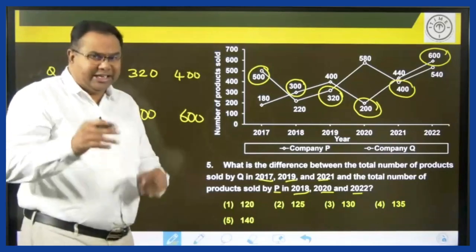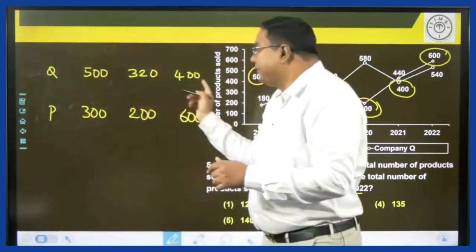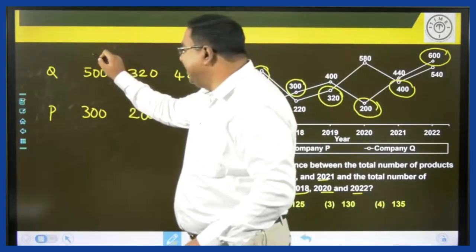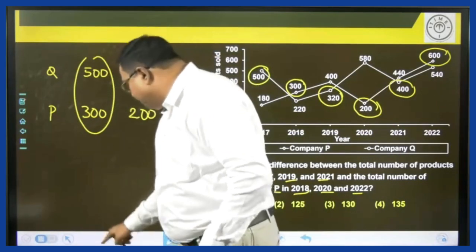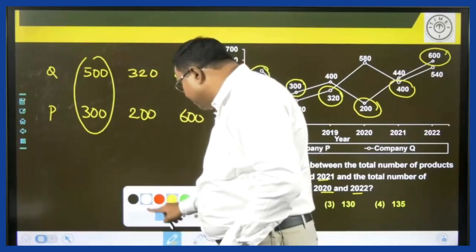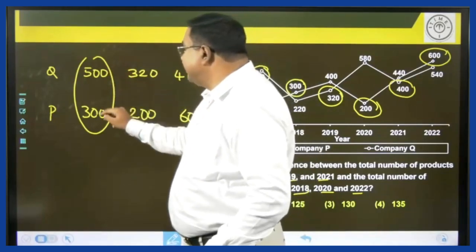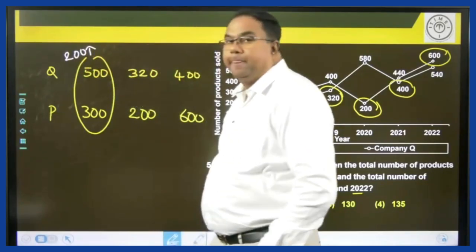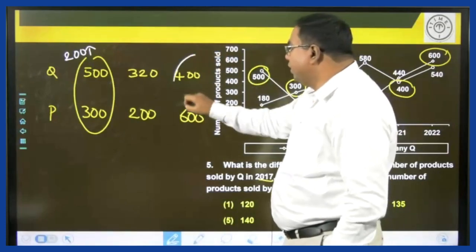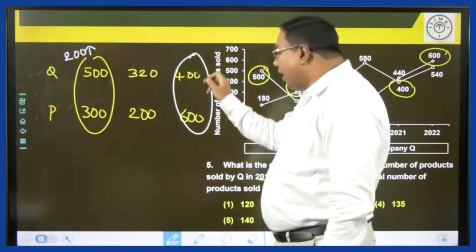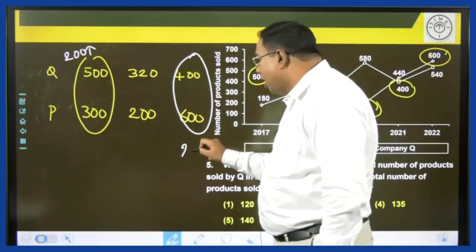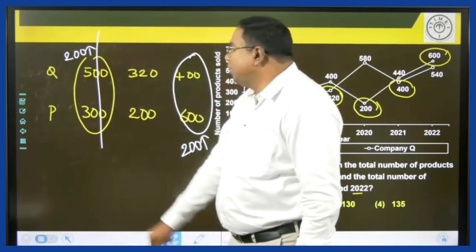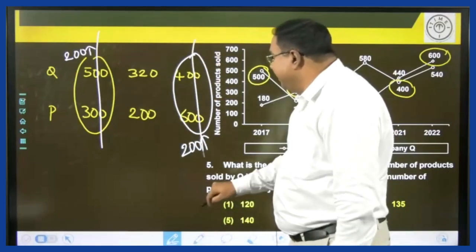Instead of doing this, it takes time, right? To add all the values of Q, add all the values of P, then take the difference. Instead of that, if you observe closely here, students, what is happening? 500, 300, Q is more. How much more? 200 more. Now look at this value, 400, 600. Now what is more here? P is more. How much more? 200 more.